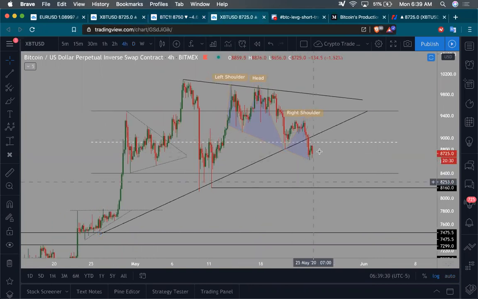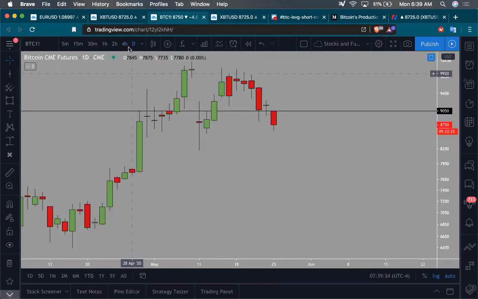So do be careful in thinking that the gap has to close and you have to go long, all right?